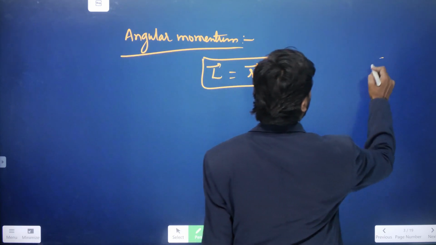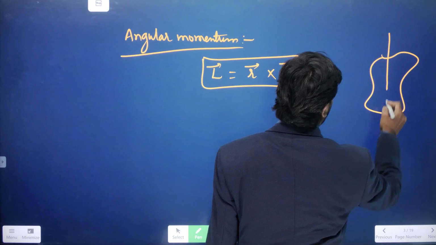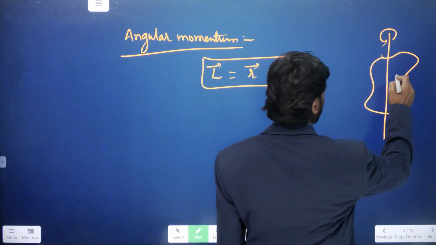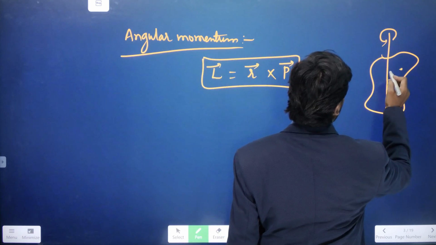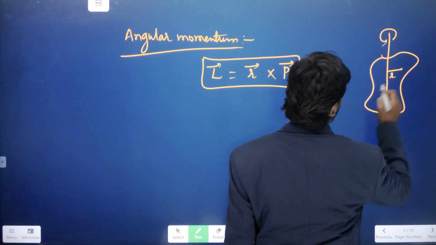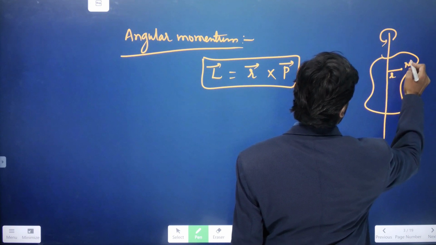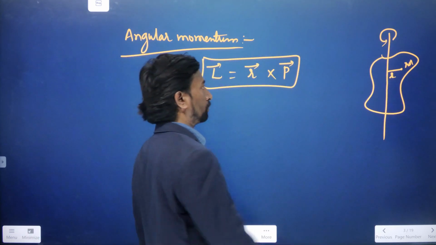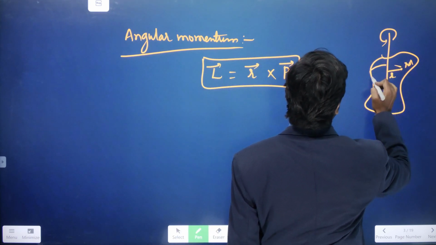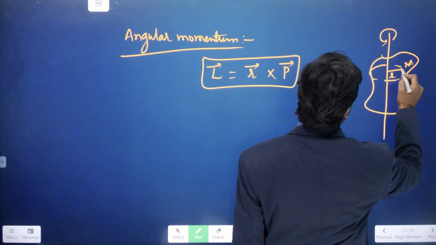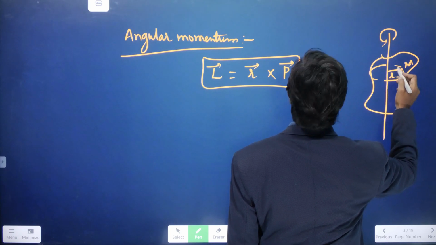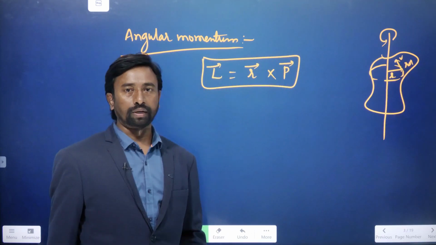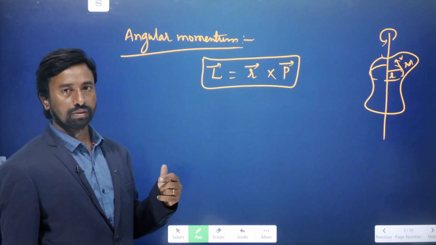Suppose let us consider here an object moving about this axis. We can consider the center of mass of the body, with capital M, somewhere here at a distance r from the axis. Then the center of mass will rotate about this axis in a circular path, so it will have a certain velocity. The center of mass will rotate about the axis of rotation in a circular path.